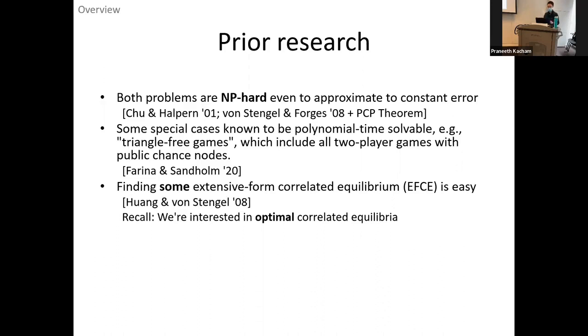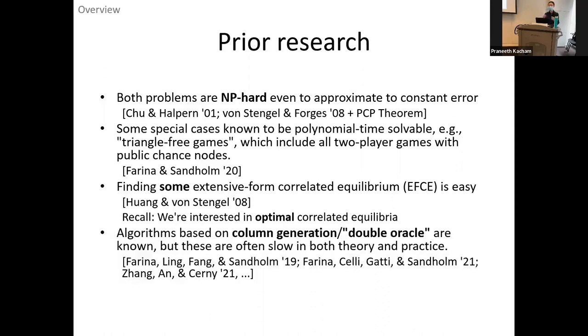There are known algorithms for this. There are algorithms based on column generation, or in the team adversarial case, double oracle, but these don't have real worst case guarantees. These are going to take exponential time in the worst case. In practice, we also find that even on some rather simple games, it's rather slow. So we want something better.